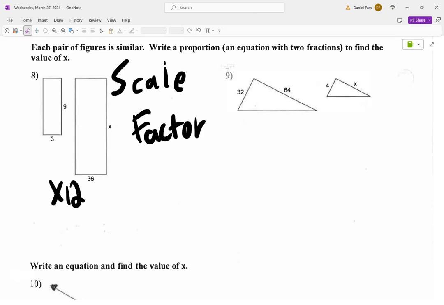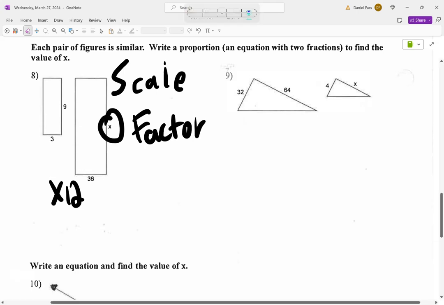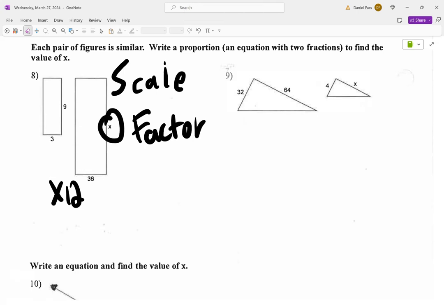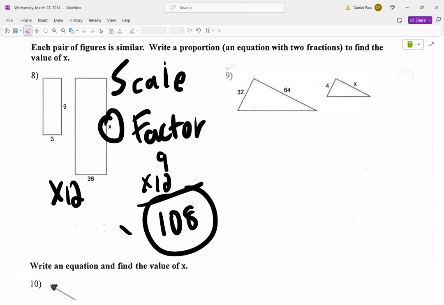So it's times 12, but that's not our final answer because we need to find X. So what is X? So 12 times 9. Right, you have to multiply times 12 and you get 108. So X equals 108. Okay, cool. How about 9?